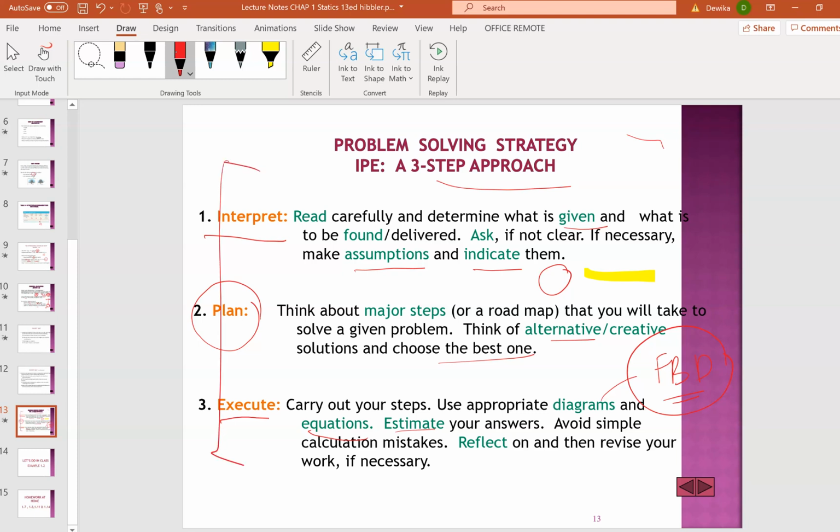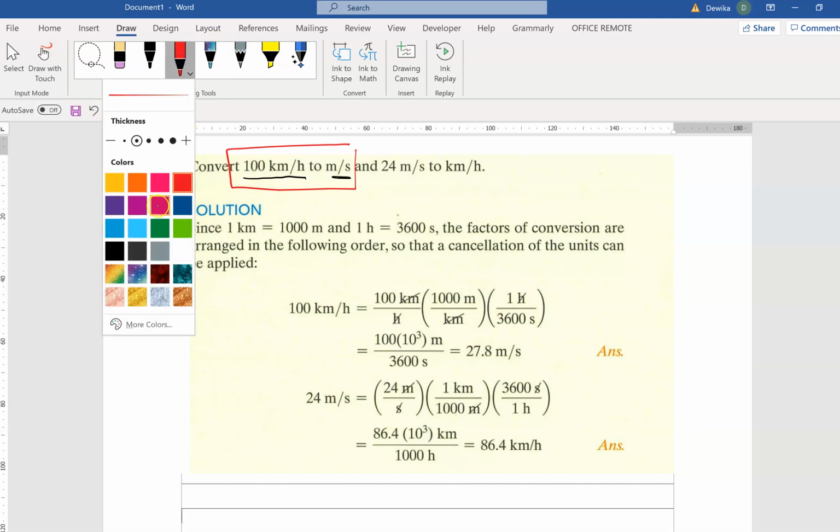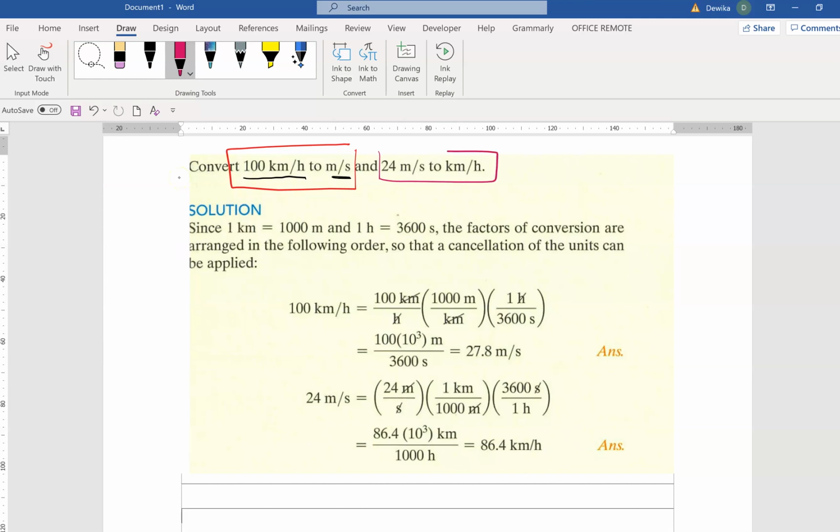Before I end this lecture, I will go into one example. This example is example 1.1 from the textbook. Let's look at this question. It asks to convert 100 km per hour to meter per second. Oh, there are two questions here. The first question is this part, to meter per second, and the second question asks you to convert 24 meter per second to kilometer per hour.